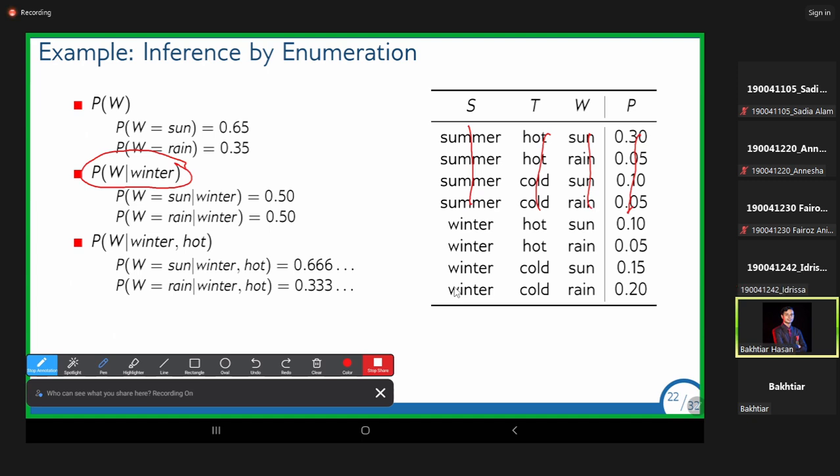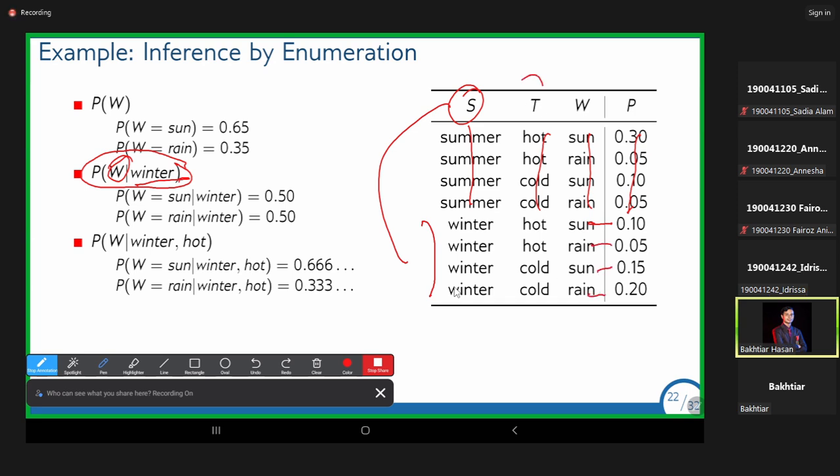Okay. So the variables are S, T, and W, right? Yes. So now here, S is the same for all the variables. That is our evidence, right? Yes, sir. Then W is what we care about, right? We want to know the probability of sunny and rainy.